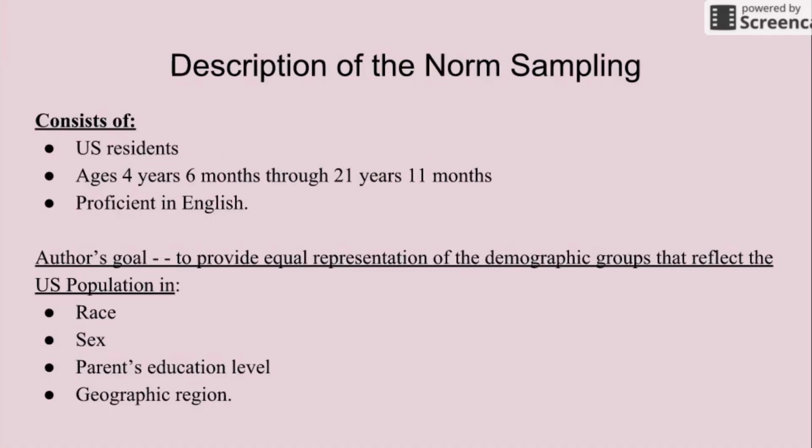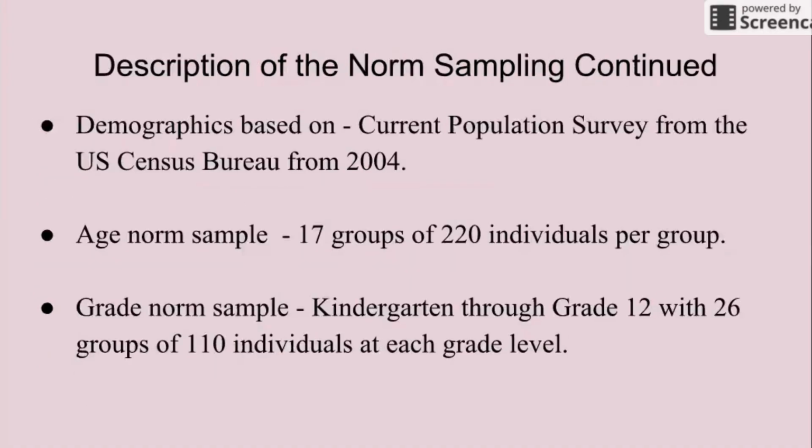In describing the norm sampling, when they did the norming, it consisted of U.S. residents ages 4 years, 6 months through 21 years, 11 months, who were proficient in English. The author's goal when doing the norming was to provide equal representation of the demographic groups that reflect the U.S. population in race, sex, parents' educational level, and geographic region.